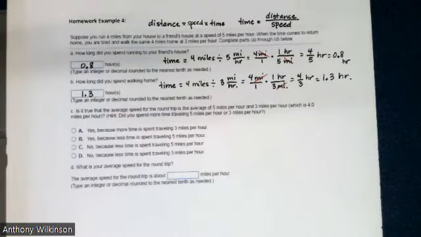So that's the answer to part B. This person spent 1.3 hours walking home. And in part C, is it true that the average speed for the round trip is the average of 5 miles per hour and 3 miles per hour, which is 4.0 miles per hour? But the hint is, did you spend more time traveling 5 miles per hour or 3 miles per hour?